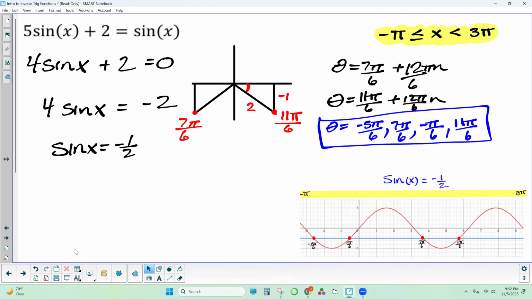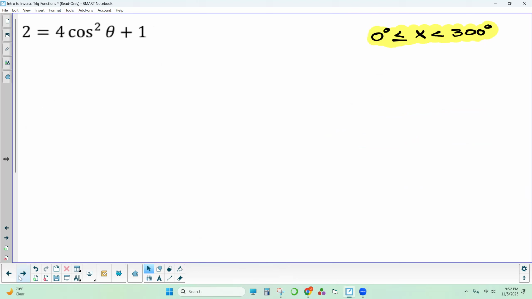All right, we're going to do one more here. If you want to try this on your own, go ahead and pause the video, come back, and we will work it out. Note that we are looking at degrees, all angles between 0 and 300, including 0 to 300. Okay?